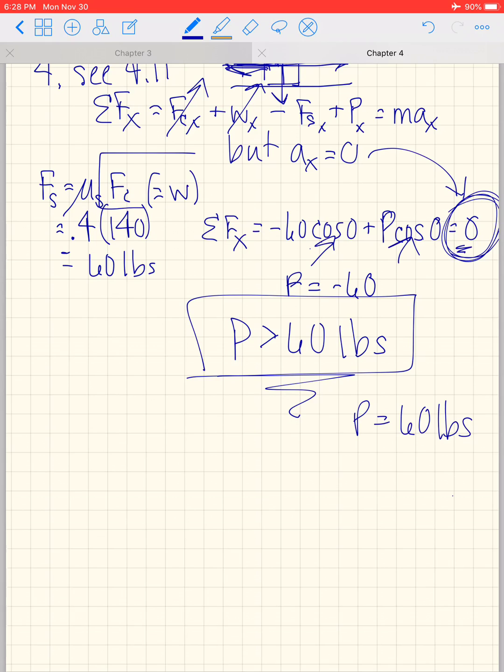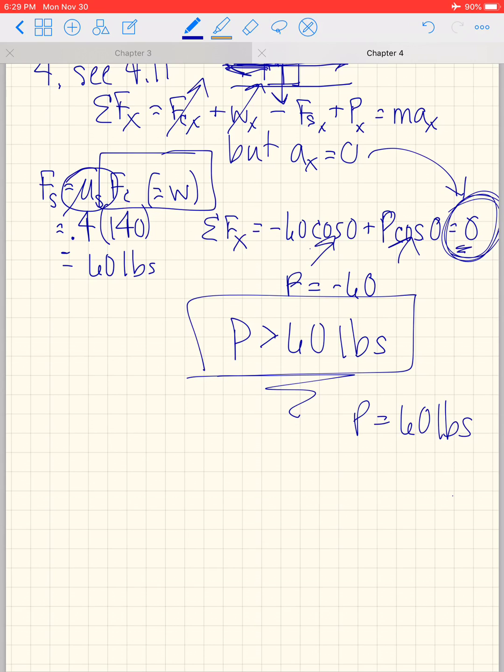An important reminder here is that when everything is horizontal, force of contact is equal to weight. Notice that it called for the coefficient of static friction. That was not itself static friction. So I used mu sub s when I saw coefficient of static friction.